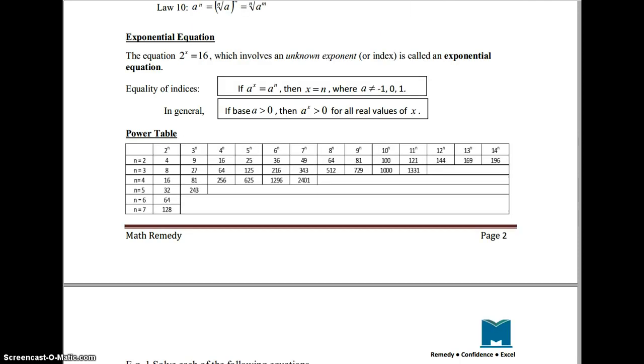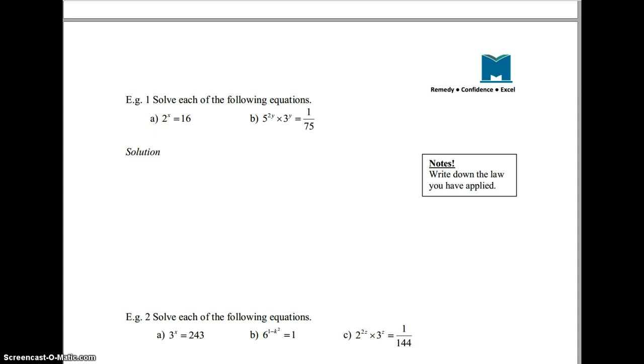Okay, let's go to the next page. Now you are to solve each of the following equations. Look at example 1a. 2 to the power of x is equal to 16. You must know that 16, based on the power table earlier on, can be expressed in the form of 2 to the power of 4. With that I will write it like that: 2 to the power of x is equal to 2 to the power of 4.